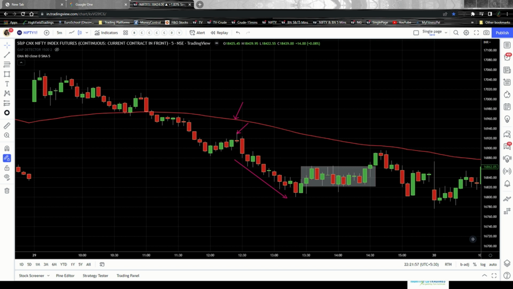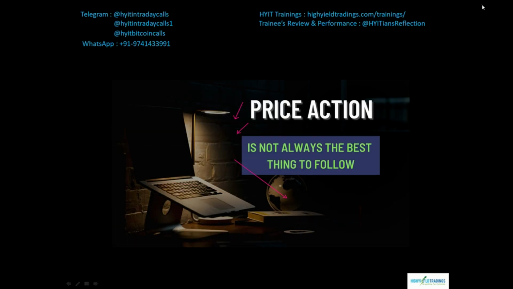And again, let me repeat it. Let me minimize this and get back to the presentation. Right. So what I was saying was there is a huge difference between explaining the price action on the charts when the prices are static and when you trade the price action when the prices are moving.